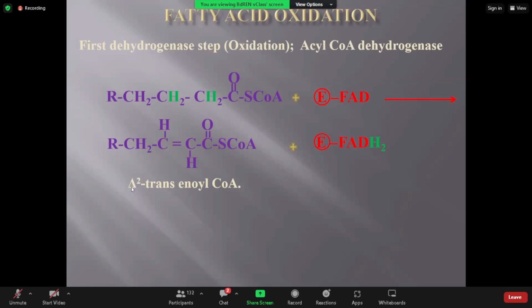is converted into delta-2 trans-enoyl coenzyme A. You know from your biomolecule chemistry that delta represents the double bond position. You can see over here the double bond is placed at carbon number 2 of the chain. So this is delta 2, and the hydrogens on the two carbons beside the double bond are on opposite sides. This configuration is called trans. So this is called delta-2 trans-enoyl coenzyme A.